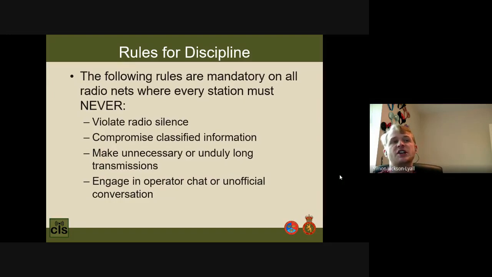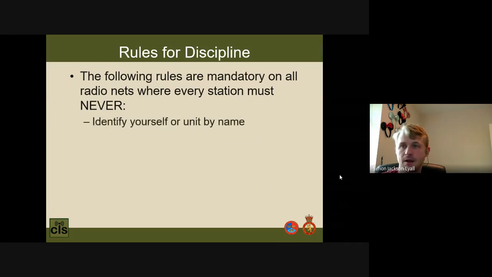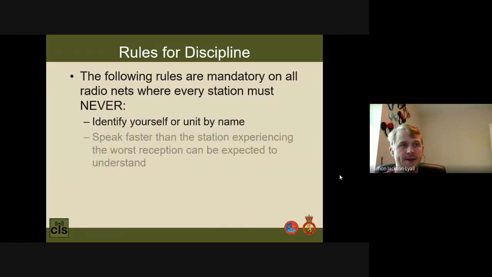Engage in operator chat or unofficial conversations, and this is the kind of common one, especially when people first get their radios, is that they want to just talk and chat about random things. If you're chatting about what you had for dinner last night, then someone who has an important critical message might not be able to get through. Identify yourself or unit by name, so think about the core elements of COIL, so not giving that away.